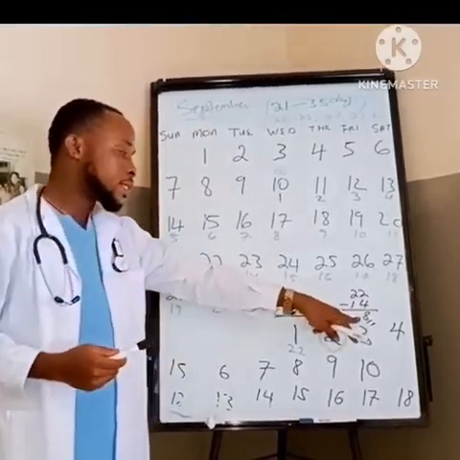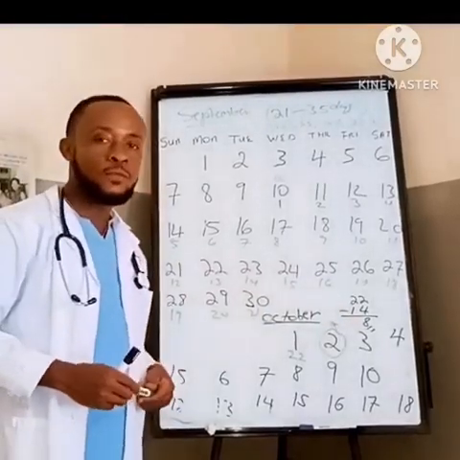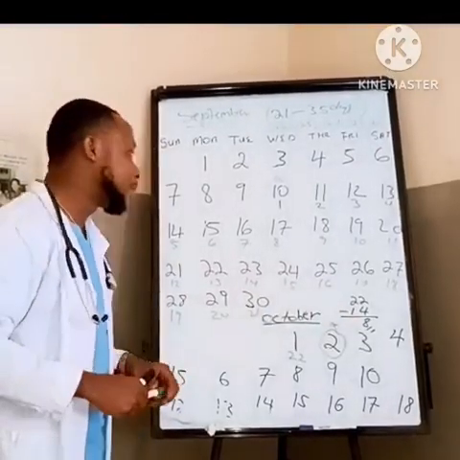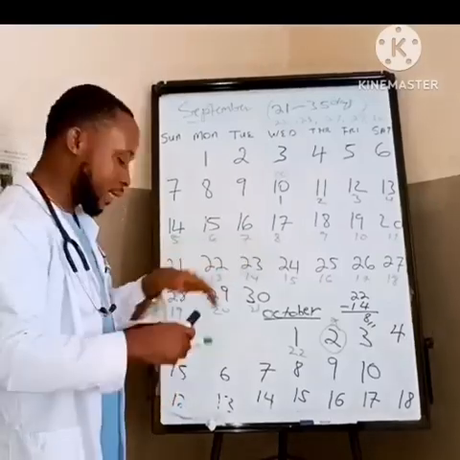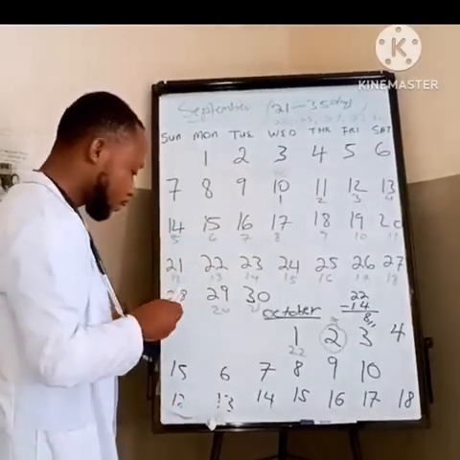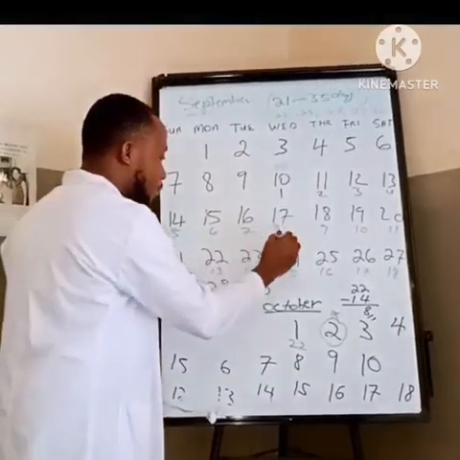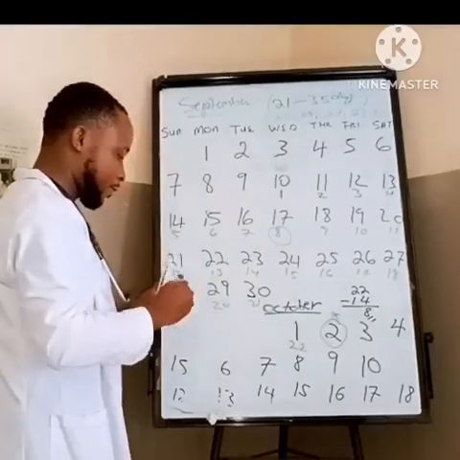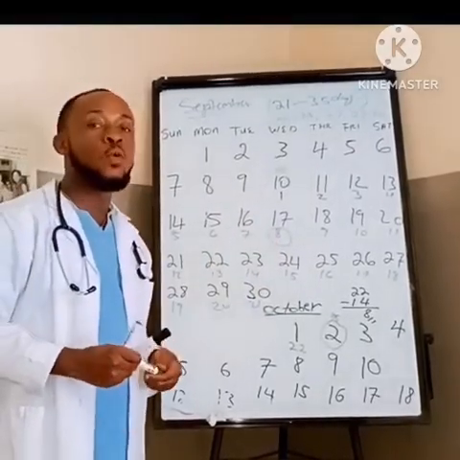8 is considered as day number 8 of her cycle length. That means 1, 2, 3, 4, 5, 6, 7, 8. So day number 8 of her cycle length here. On this day, she's expected to ovulate.